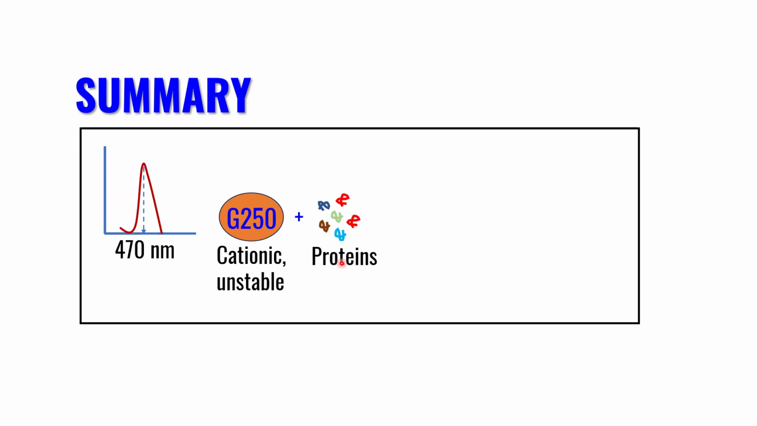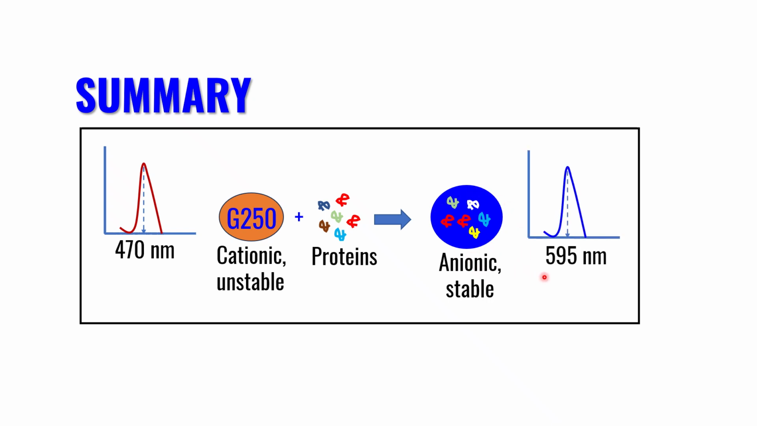So in summary, the cationic form, which is unstable and absorbs maximally at 470 nanometer, is converted into a stable form upon binding with protein in acidic medium. This stable form is the anionic form. It absorbs maximally at 595 nanometer, and the color intensity is directly proportional to the amount of protein in the sample. So this is a quantitative method.